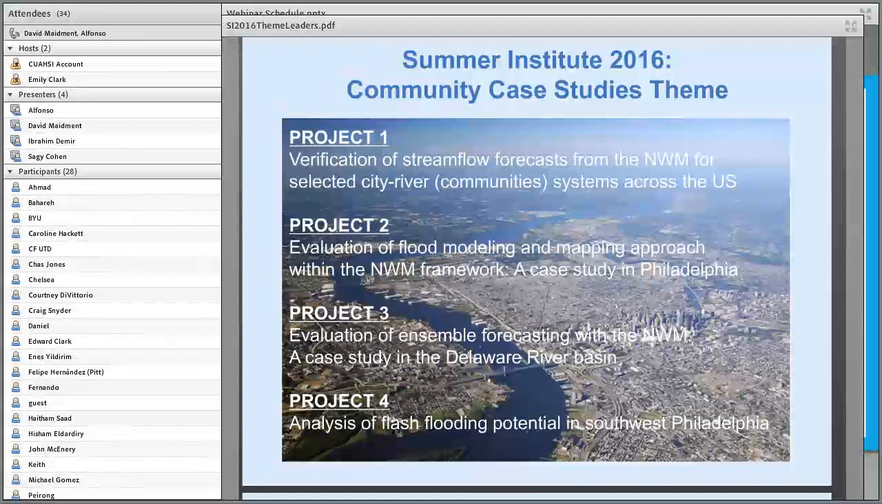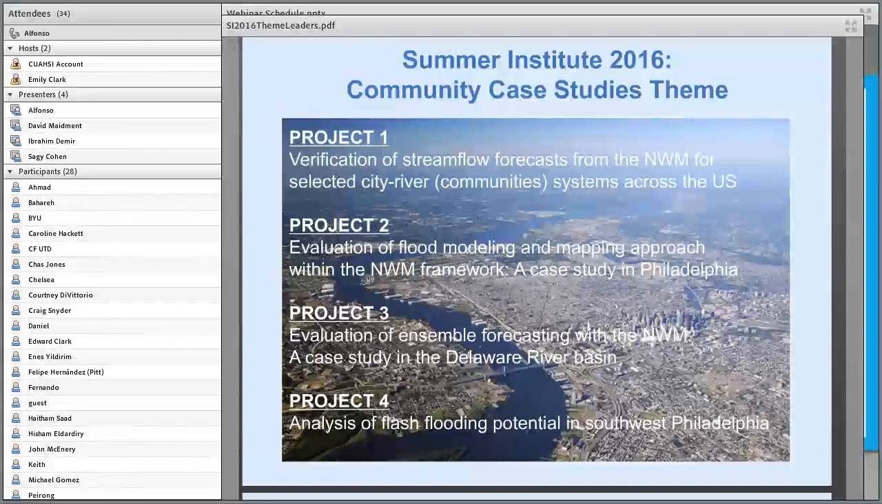So the way I'm considering this for now is that we would take outputs from the National Water Model as boundary conditions to a hydraulic model. It could be the SPRINT model, or some of the models that have been mentioned already, and similarly, we could use some of the mapping approaches that have been mentioned. But we could force this hydraulic model with the outputs from the National Water Model, and we will do this in the Delaware River next to Philadelphia. We will look this way at flooding in Philadelphia.